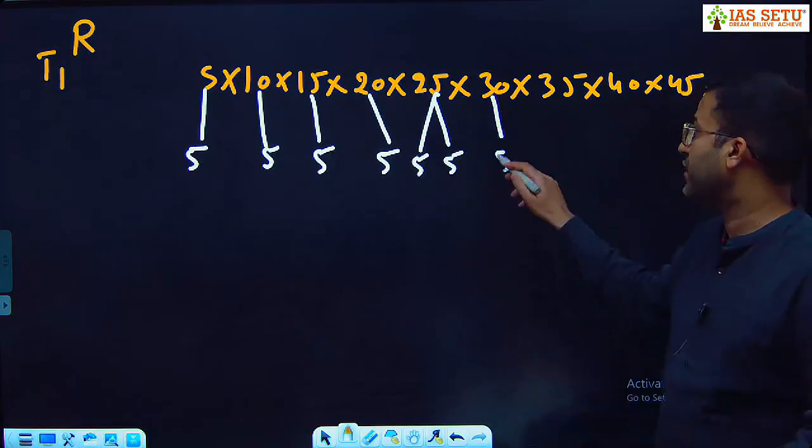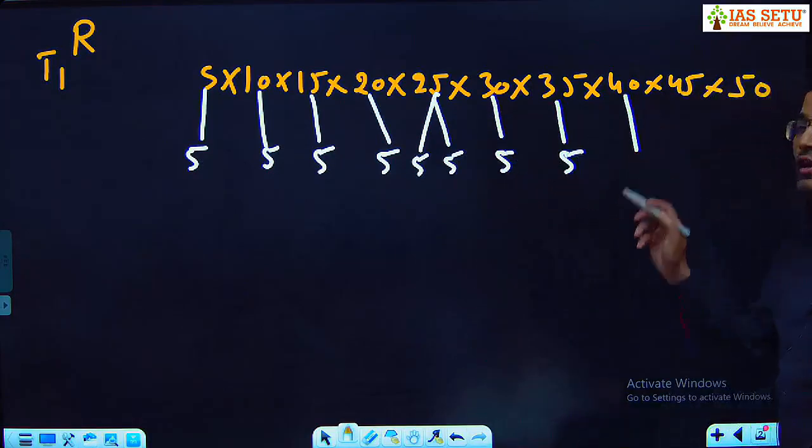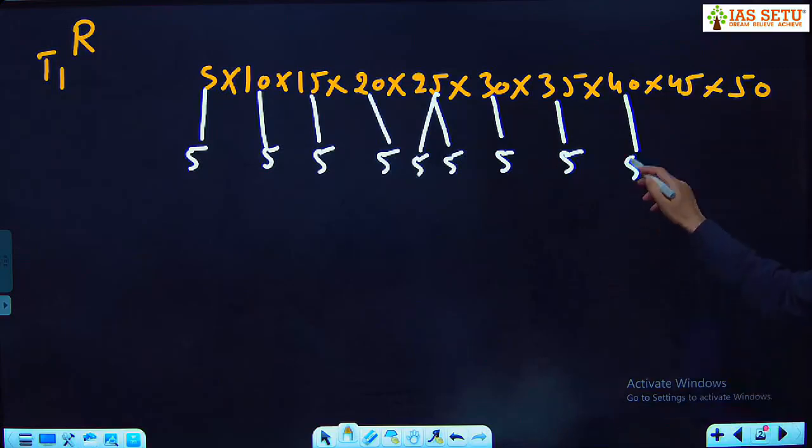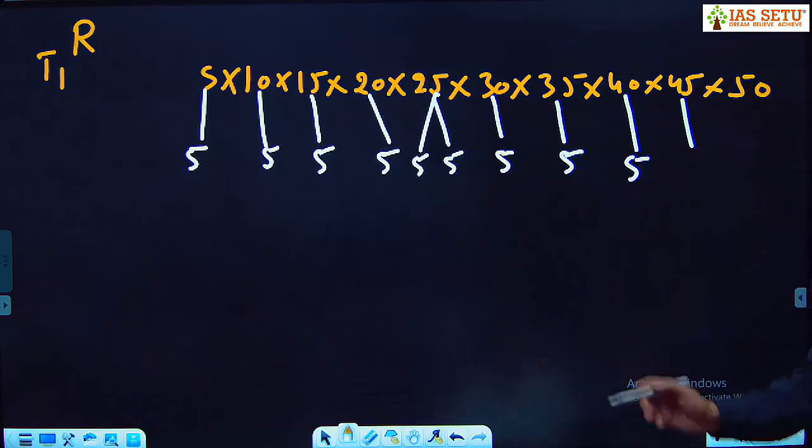In 30 there is 1 5. In 35 there is 1 5. What is 40? 8 into 5. So there is 1 5. What is 45? 9 into 5.